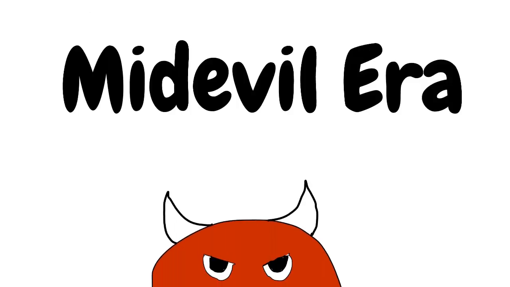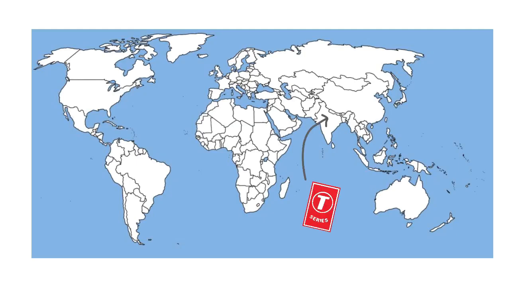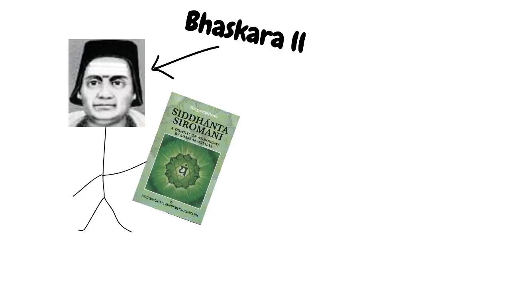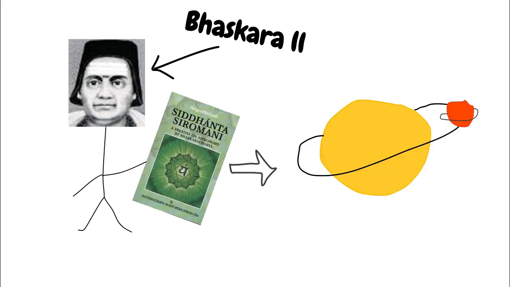On to the medieval era. India had their share of contributions too. In the 12th century, mathematician and astronomer Bhaskara II wrote the Siddhanta Shiromani, which contained texts in astronomy with proofs using calculus. He proved that at its highest point, the instantaneous speed of a planet is 0.